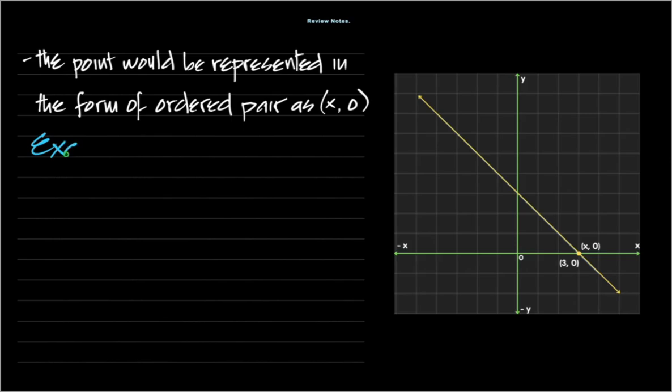Example. Now, the equation of this graph, which is, by the way, a linear graph. That is, the graph is a straight line. And being a straight line, it cuts the x-axis at only one point. So the equation of the graph is this.